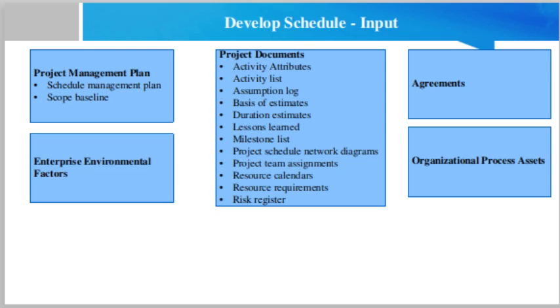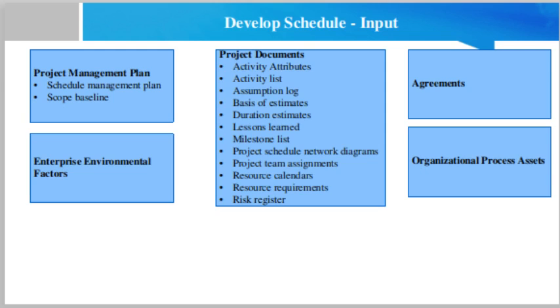Project team assignments. The project team assignments specify which resources are assigned to each activity. Resource calendars. The resource calendars contain information on the availability of resources during the project. Resource requirements. The activity resource requirements identify the types and quantities of resources required for each activity used to create the schedule model.